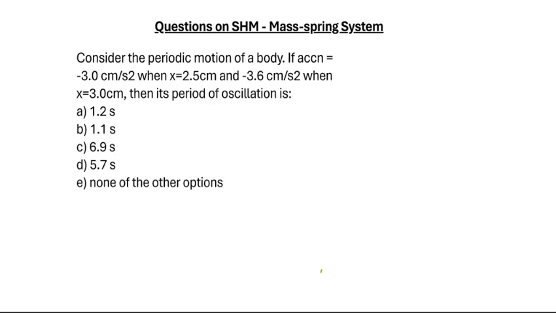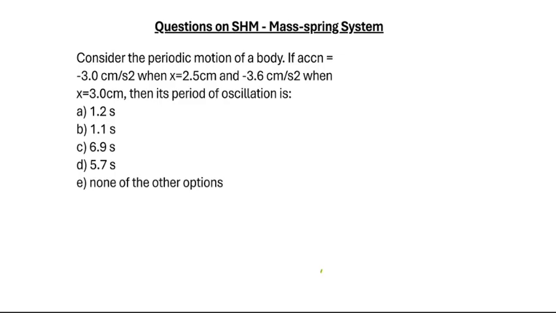Consider the periodic motion of a body if acceleration is negative 3 centimeter when x equals 2.5 centimeter, and negative 3.6 centimeter when x equals 3 centimeter. Then its period of oscillation is. Now this looks like what we just proved earlier, that it is simple harmonic motion, whereby we compared the ratio of acceleration to displacement. Now here we were asked to find the period.